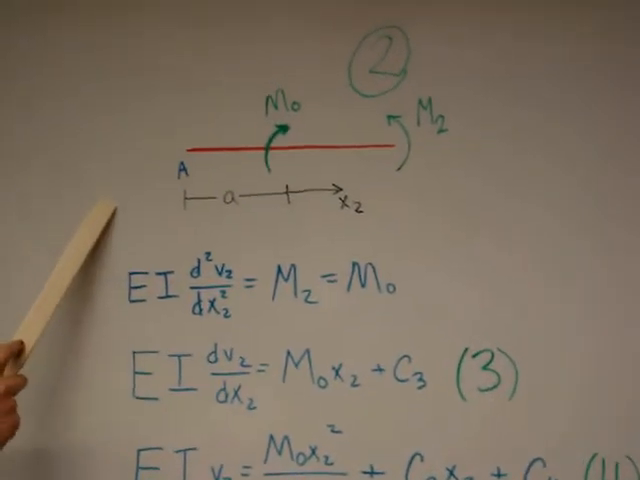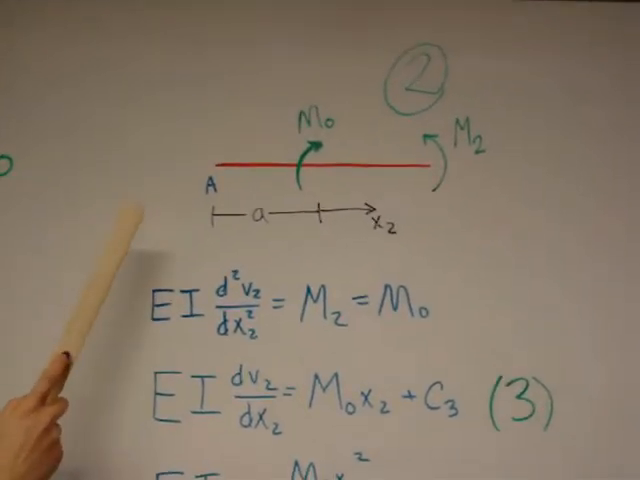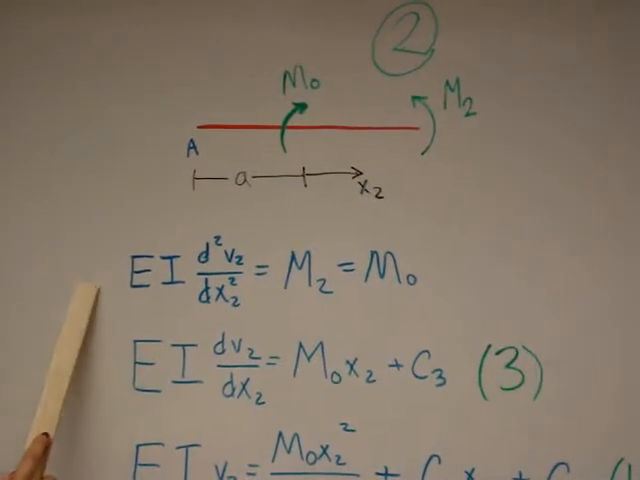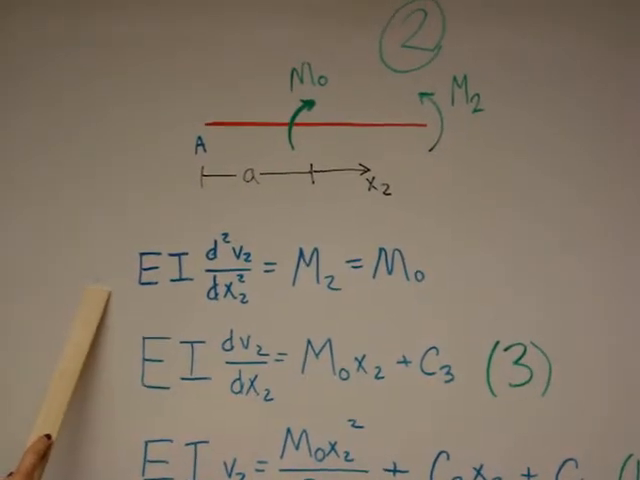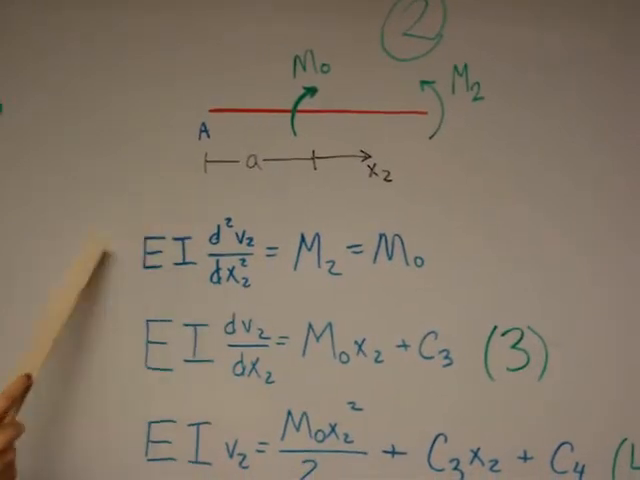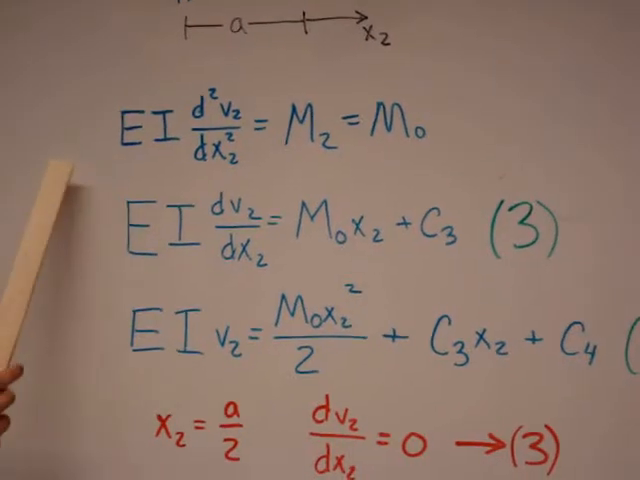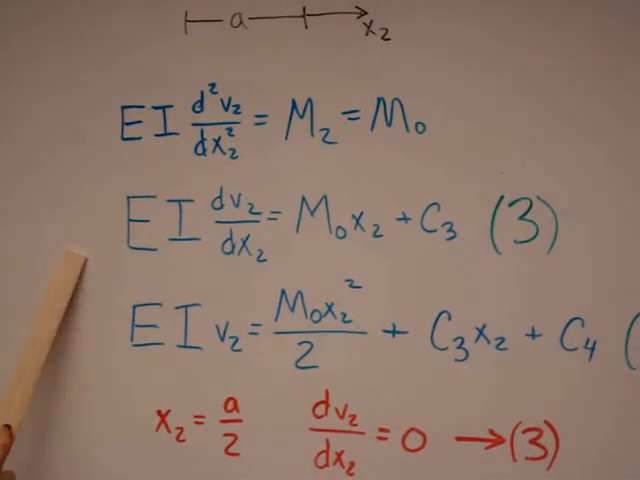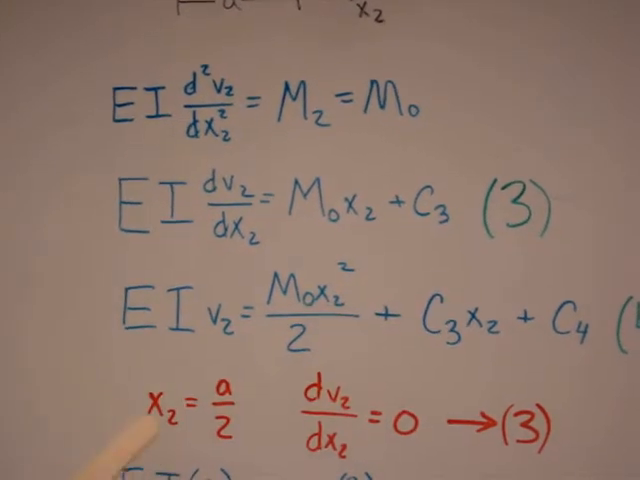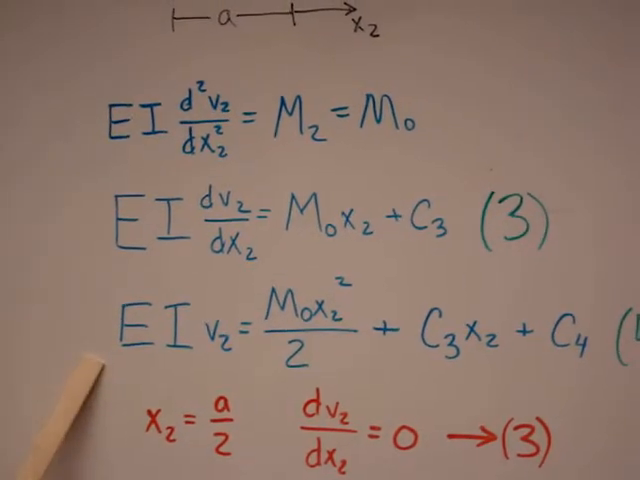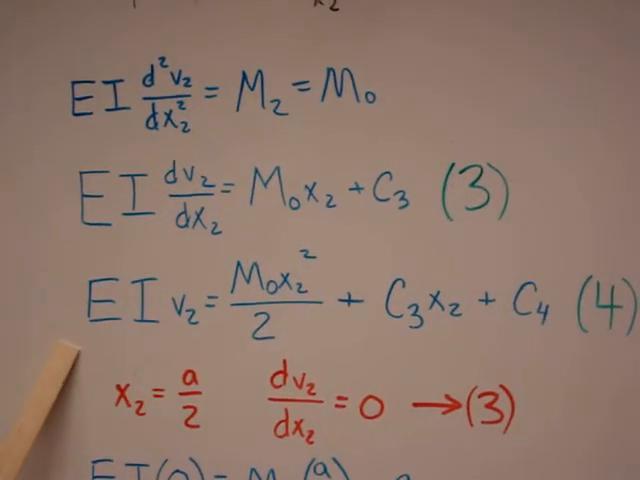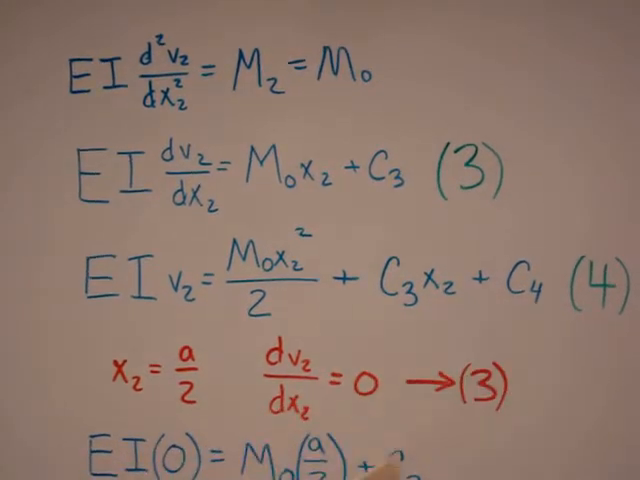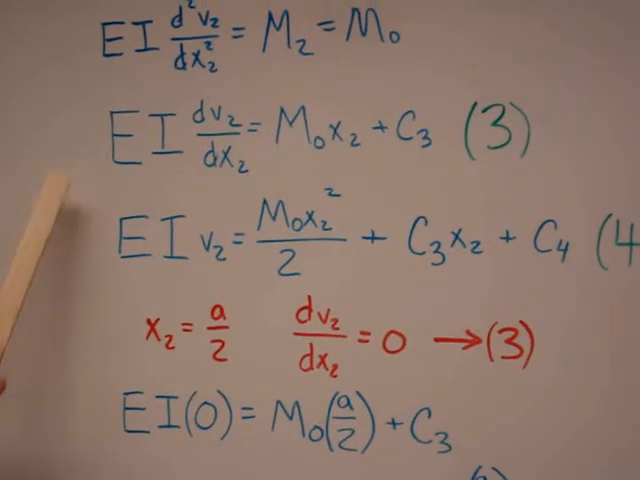Then the second section that we did was between the first moment and the second moment. Again, we're doing the moment equation, and we find that M2 is equal to the moment acting here. So you integrate again to get the slope between the two moments, and now you have the variable c3. Then you integrate once more to find the deflection between the two moments, and now you have c3 and c4. We label these equations 3 and 4.